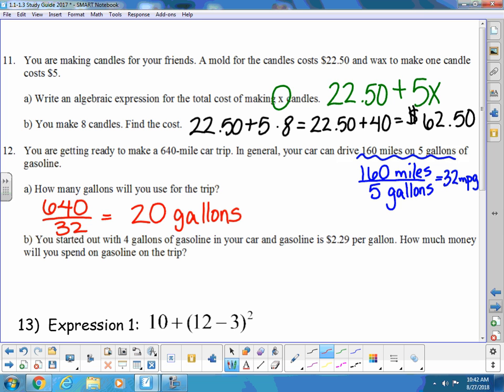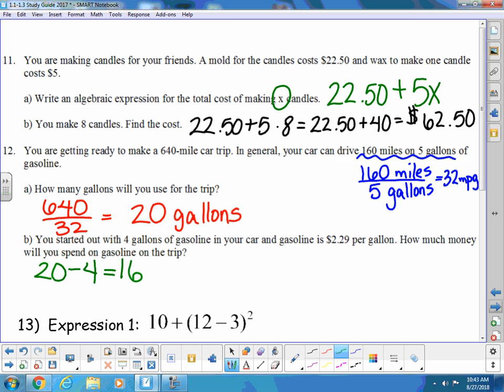All right, so now from part A, I know it's going to take me 20 gallons. You started out with 4 gallons of gas in your tank, and gas is $2.29 per gallon. How much money will I spend on gas for my trip? Well, if I started out with 4 gallons in the tank, do I have to pay for those 4 gallons? No. So what am I going to do first? Subtract 4. So how many gallons of gas am I going to have to buy? 16. I have to buy 16 gallons, and it costs $2.29 per gallon.